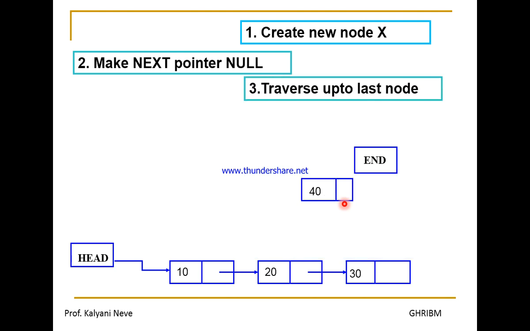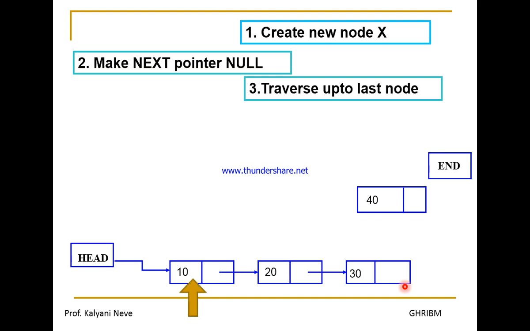Now traverse up to the last node. We have to traverse because we cannot jump directly to the third node. This is the drawback of the linked list. Now we have to traverse up to the 30.